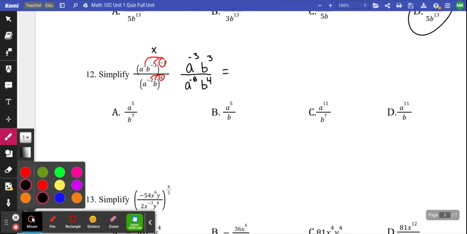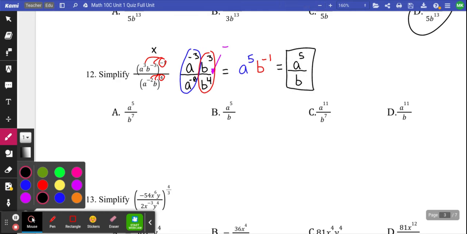From there, we can use our subtraction law because we're dividing. A's will go together. Negative 3 minus negative 8 becomes positive 5. So negative 3 minus negative 8 on those exponents. We get the B's. 3 minus 4 is negative 1. So I have a to the 5, b to the negative 1. Those b values, because they're negative exponents, have to go to the bottom. So the answer is a to the 5 over b to the 1.